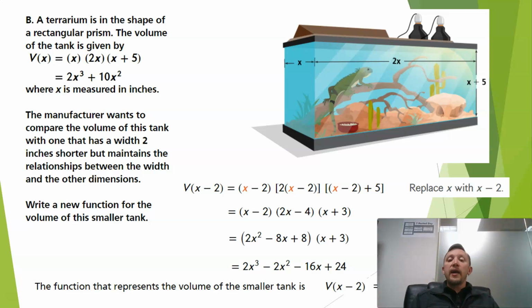So every time we see an x in the original dimensions, the x, the 2x, and the x plus 5, we're going to replace each of those original x's with x minus 2. So we would have this piece here that we would have to simplify. Let's simplify some of those pieces together. So this 2 times x minus 2, you can distribute to have 2x minus 4. The x minus 2 plus 5 simplifies to be x plus 3.